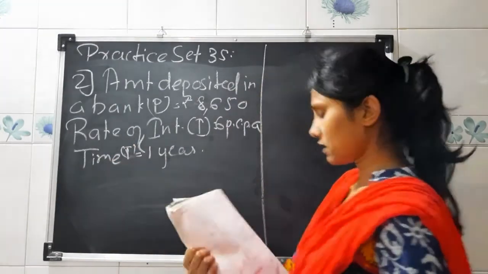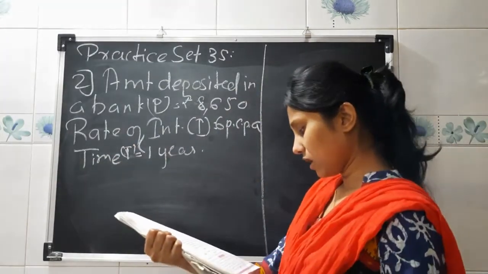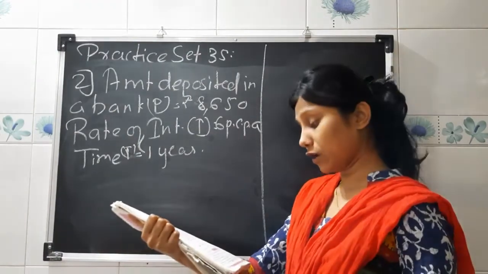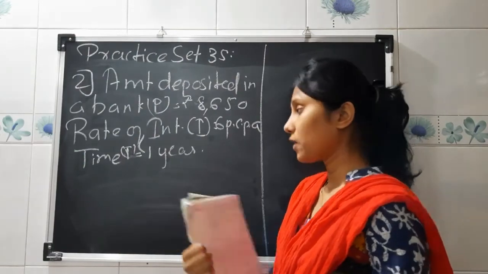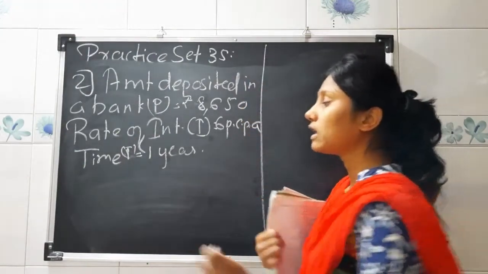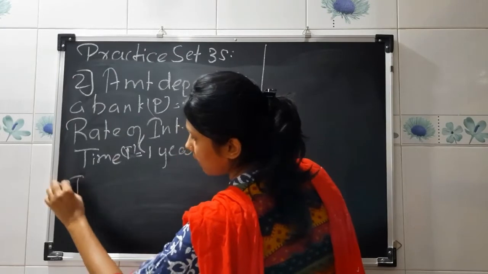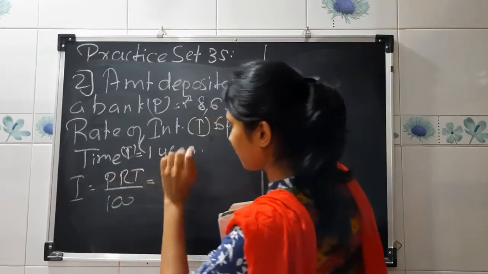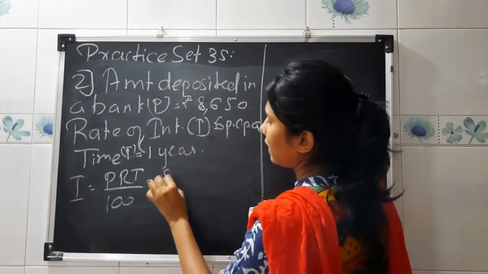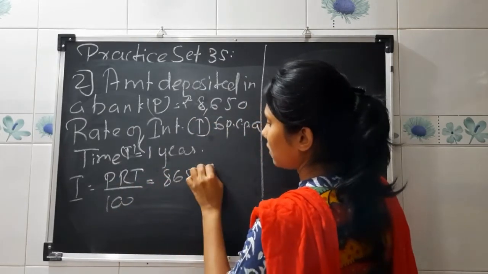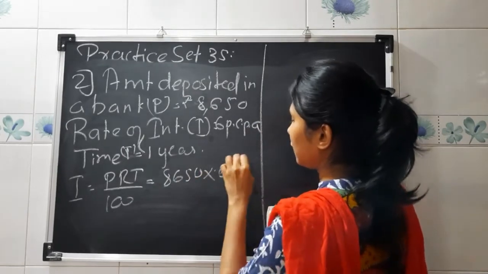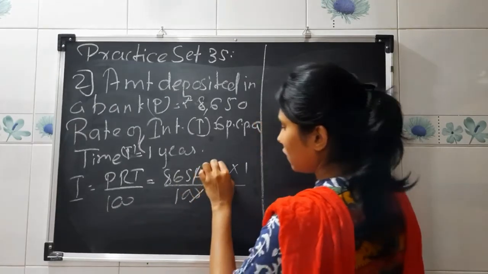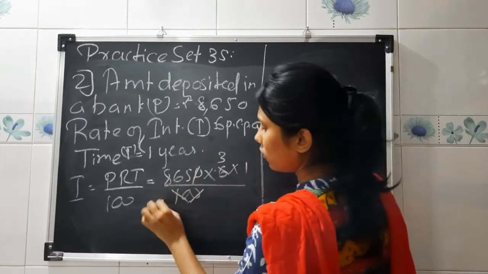In this question we have to find out the total money which he will get at the end of the year. So first we have to find out the interest. Interest is equal to PRT upon 100, 8650 into 6 into 1 upon 100. 0 0 gone. 2 3s are 6, 2 5s are 10.